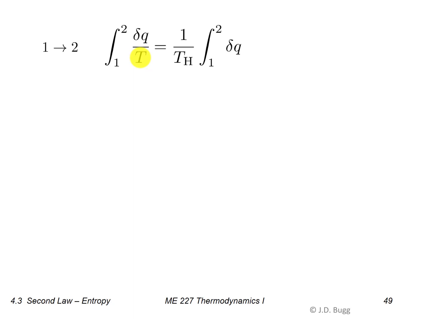We know that it's a constant temperature process, so this can come outside, and the temperature that that's happening at is TH, our high reservoir temperature, or our hot reservoir temperature, and the integral from 1 to 2 of delta Q is just Q from 1 to 2. So this is really just a portion of what we did when we looked at the Clausius inequality. When we did that, we looked at all 4 processes in the cycle. Here I just want to look at that one process from 1 to 2. So that is equal to this because it's a constant temperature process.